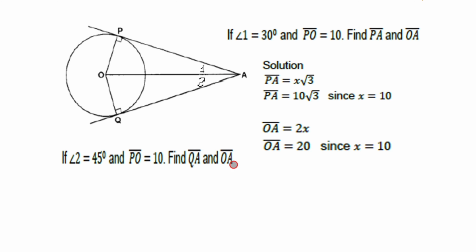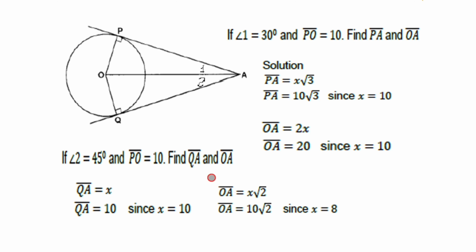To find that, we will have 45 here. This will also be 45, and this will be 90. Again, the side opposite 45 is x. If this is 45, this will also be x. So, to find QA, as I said earlier, if this is 45, this is x. If this is 45, this is also x. So, our x is 10, because our PO is 10. Therefore, our OQ is also 10, so our QA is also 10, because the x's are equal. This side and this side are equal because this is 45 and this is also 45.